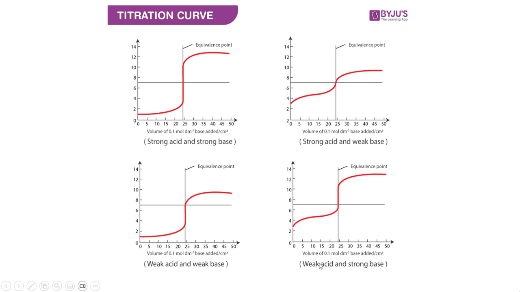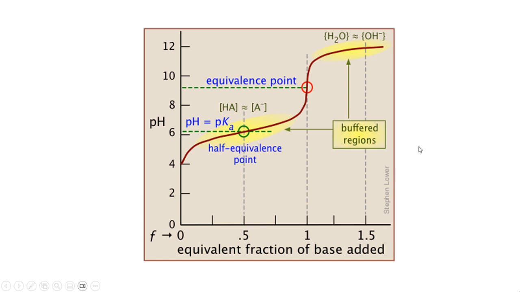And then the one in the bottom right is obviously weak acid, strong base. This is very self-explanatory. You're starting at a weak acid, so a bit high up here, and you're ending at a strong base, so very high up. That's all this is here.